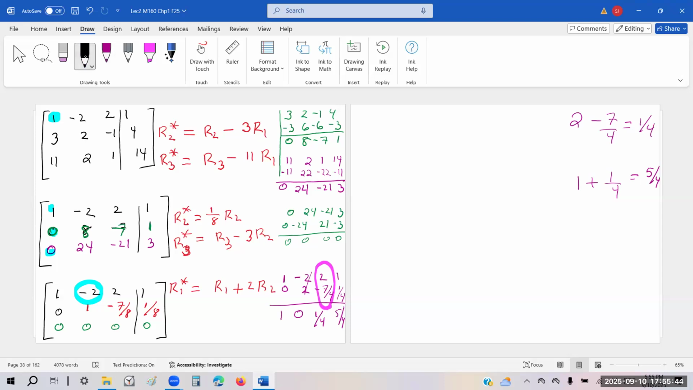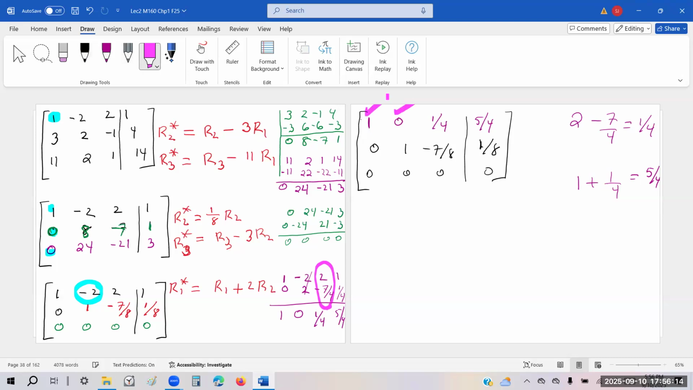So we rewrite. This is our new row 1. So we have 1, 0, 1/4, 5/4. And we have 0, 1, negative 7/8, positive 1/8. And the last row is entirely 0. So now we are happy. We have our first column and second column as we wanted. 1, 0, 0 and 0, 1, 0.